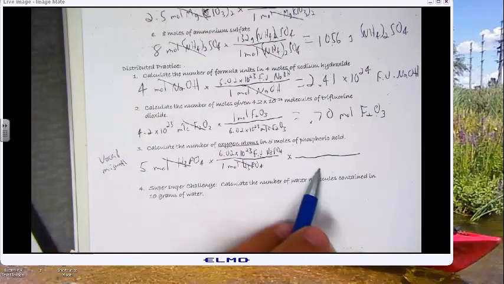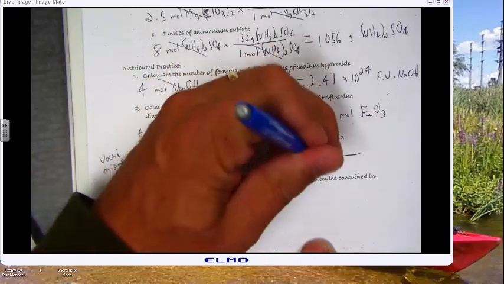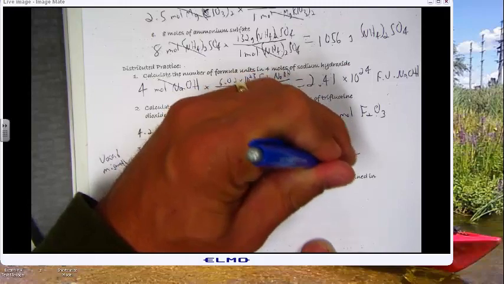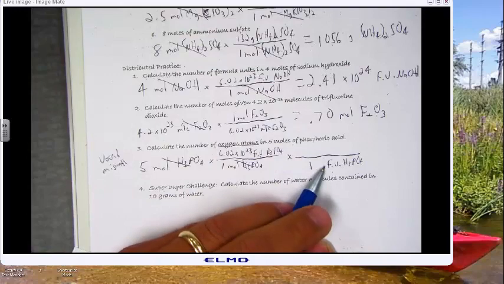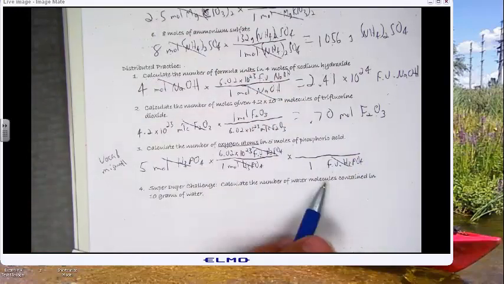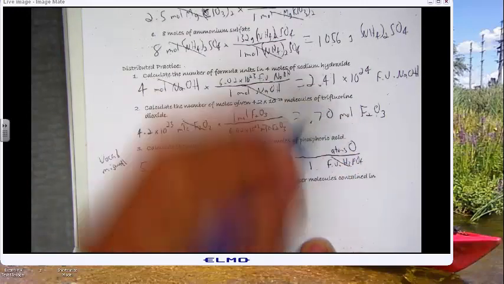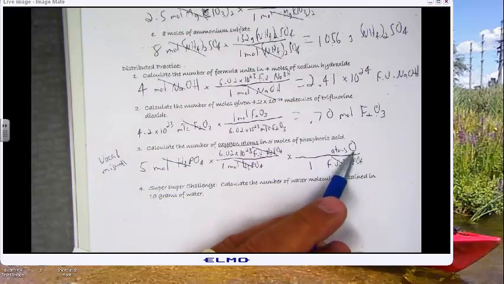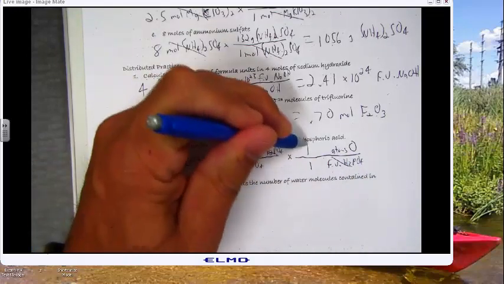Now I can tell you that on this step, I know I'm going to have formula units of H3PO4 on the bottom. And in one formula unit, what I really need to know, that way this will cross off, is how many oxygen atoms. I need atoms of O, not O2, because it's asking about atoms, not molecules. Can you see that in every H3PO4 formula unit there are 4 oxygens? That means a 4 goes on top.